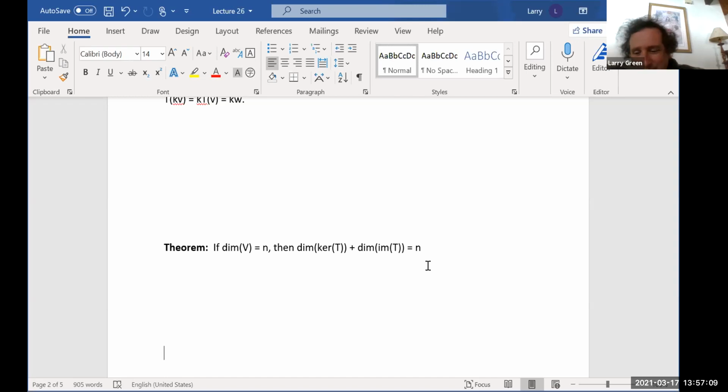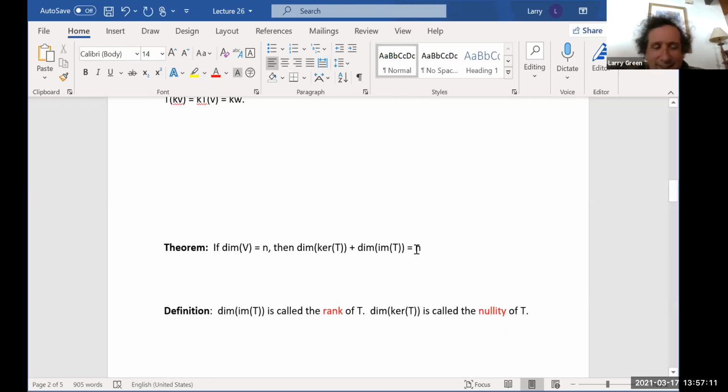And in fact, let's pop this in. So here's a nice definition while we're there. The dimension of the image of T is called the rank of T. And the dimension of the kernel of T is called the nullity of T. So might as well use the same words because it still works. Any questions on the theorem and on the definition?